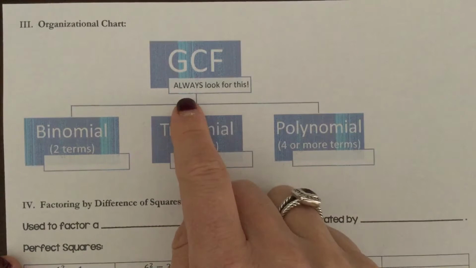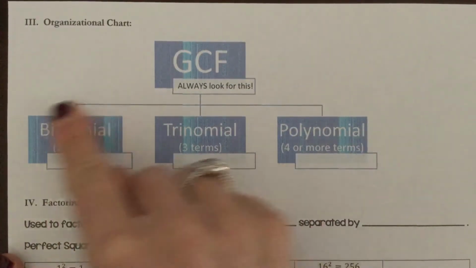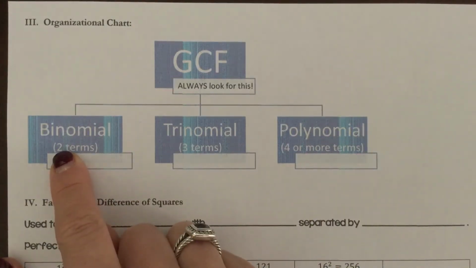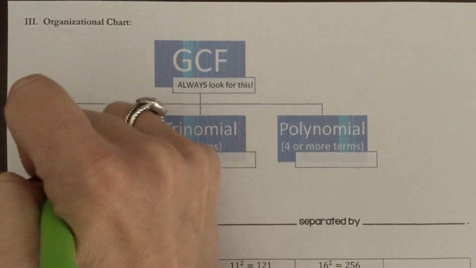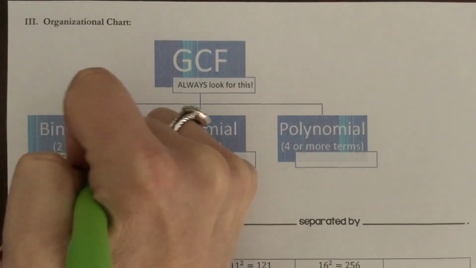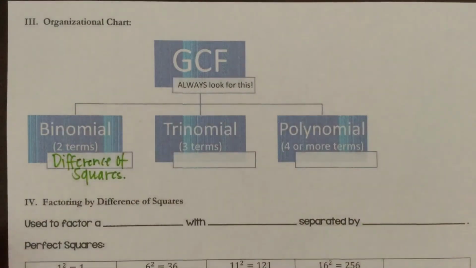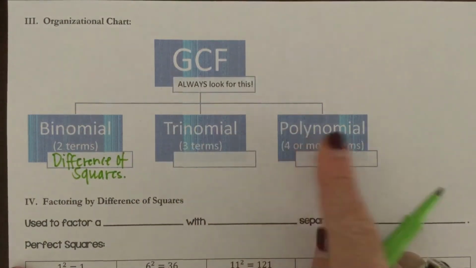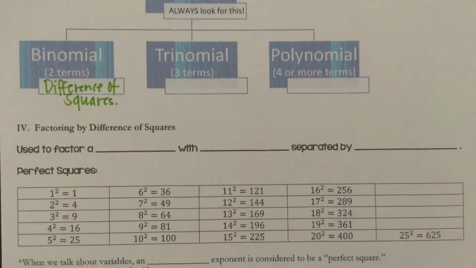A second type of factoring that we want to talk about today is a binomial, how to factor a binomial. Remember from a previous unit on polynomials that a binomial means that we have 2 terms. Our method for factoring a binomial is going to be called a difference of squares. All right, we'll come back and talk about how to factor trinomials and polynomials another day. Okay. So now we want to talk about factoring difference of squares.